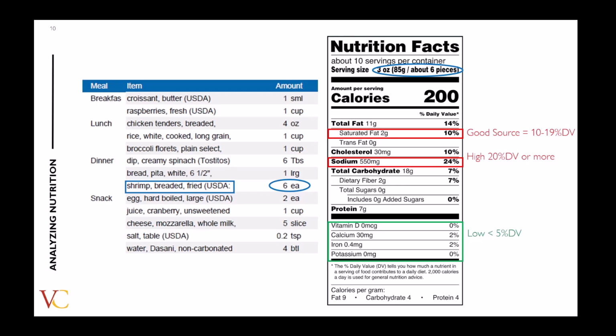Then we look at the vitamins and minerals at the bottom of the label, and they are in the eat enough category. These nutrients are all low because they have less than 5% daily value in one serving. Since they are low, we're not eating enough. However, as we talked about before, we would not necessarily expect these nutrients to be high in this particular food.